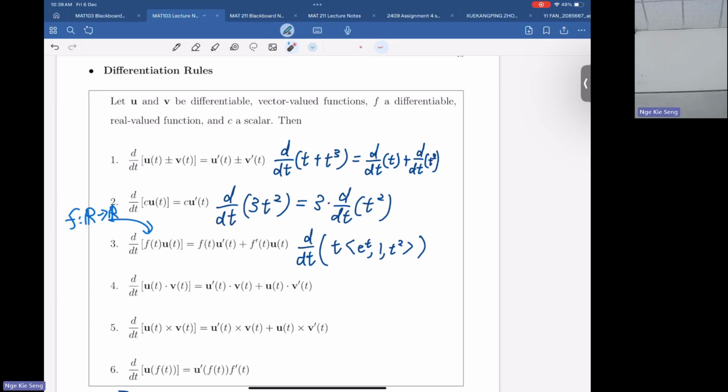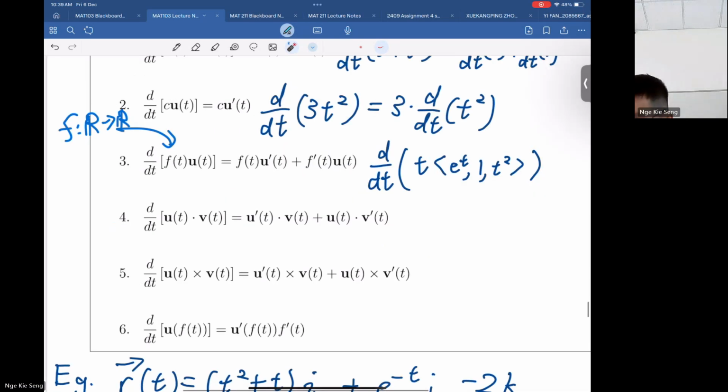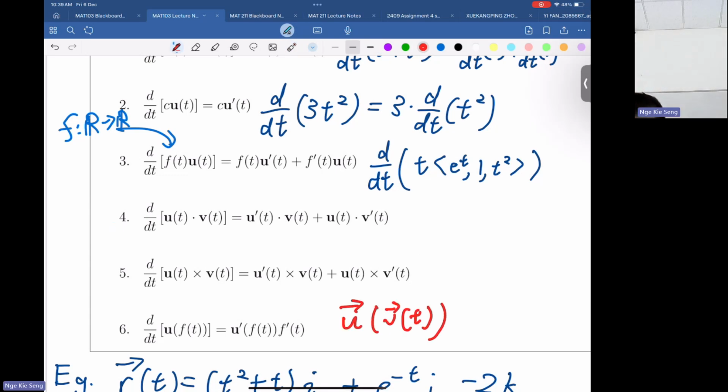And the other thing is, what if you compose with a scalar valued function? It doesn't make sense to compose two vector valued functions here. Do you know why? It doesn't make sense to write it like this. You know why?